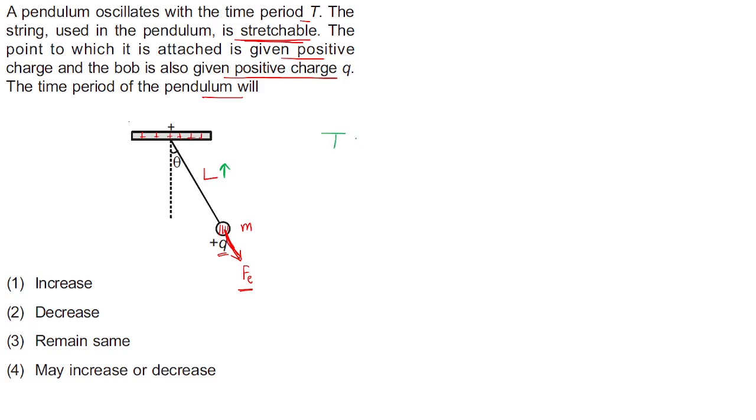And from the formula of the time period of the pendulum, we have T is equal to 2 pi root L by g, where L is the length of the string and g is the acceleration due to gravity, correct? So here our L is increasing, correct? As L is increasing, the time period will also increase. So our option 1 will be correct. The time period of the pendulum will increase.